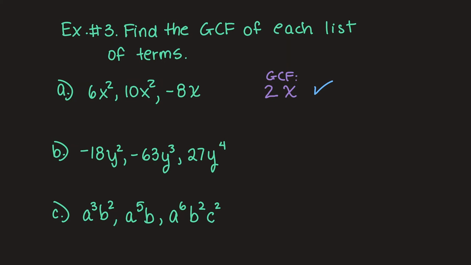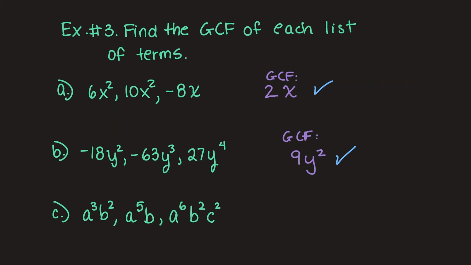We do the same procedure for the next example, so the GCF of -18, -63, and 27 is 9. Then the GCF for the variable factor y is y squared, since it has the smaller exponent. So our GCF for these three terms is 9y squared.